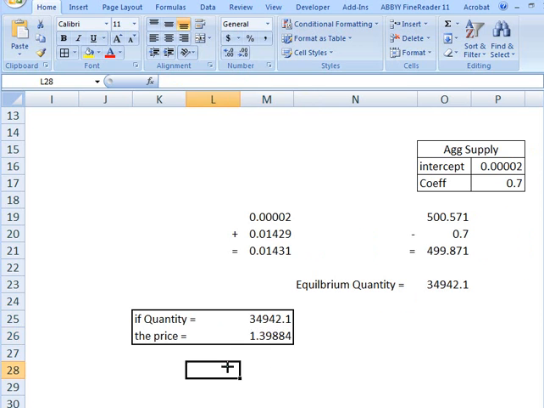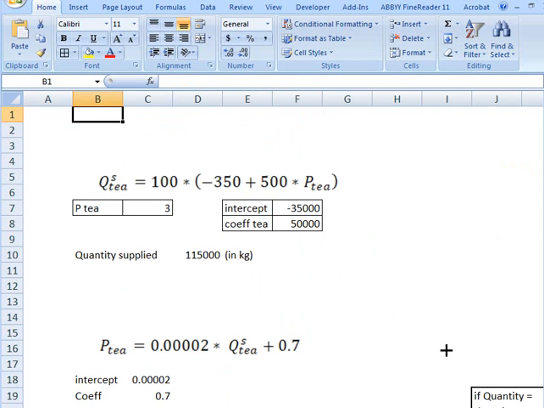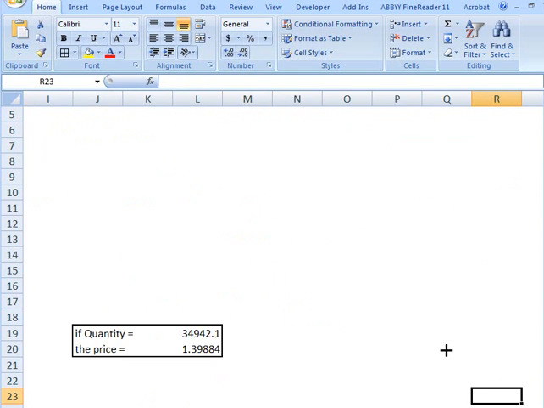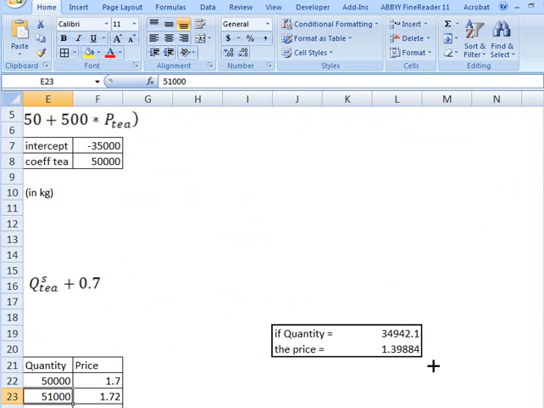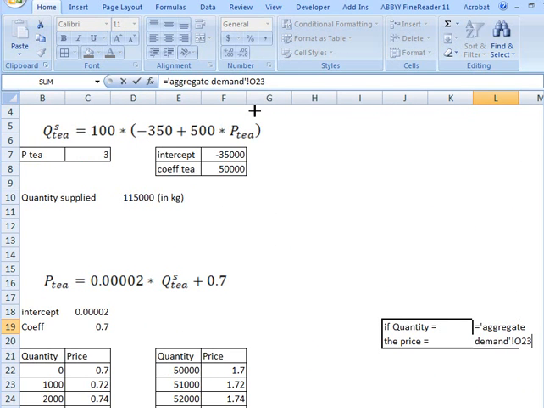Just to make sure that this is the price and the quantity that you get in the aggregate supply, we have put the same in the aggregate supply also. We are saying that if your quantity demanded is 34942, we have referred to the sheet of aggregate demand and kept O23 over there, where we had this value, and the price will be exactly the same. So 0.0002 into this value plus 0.7, you get this as the price.